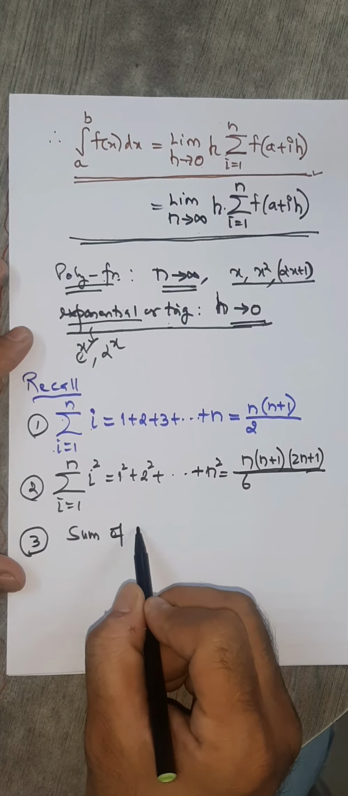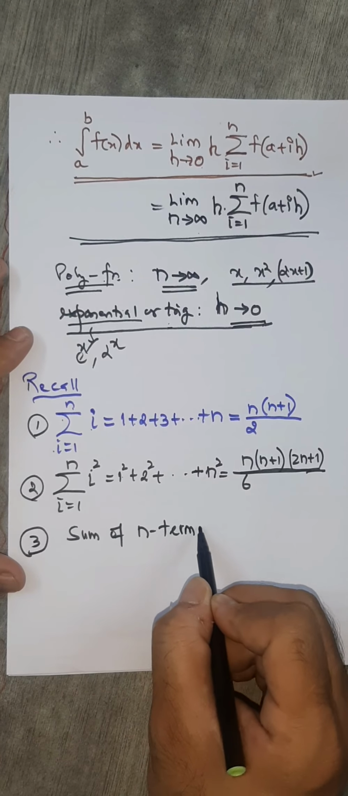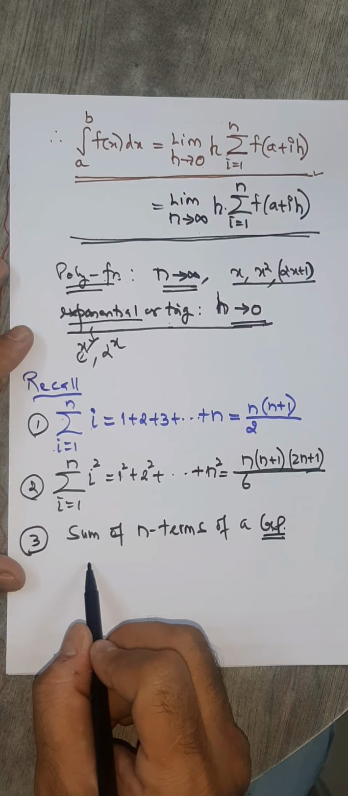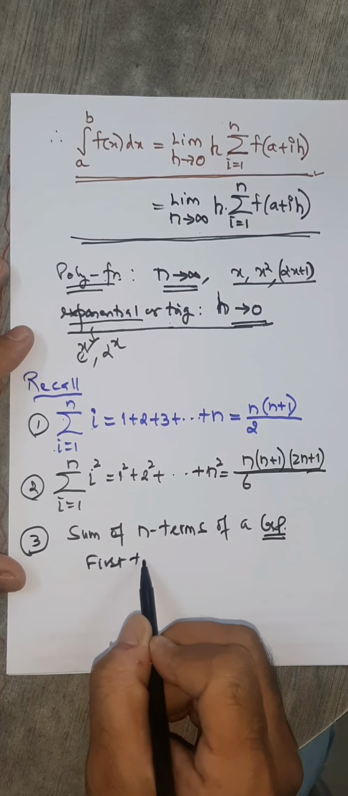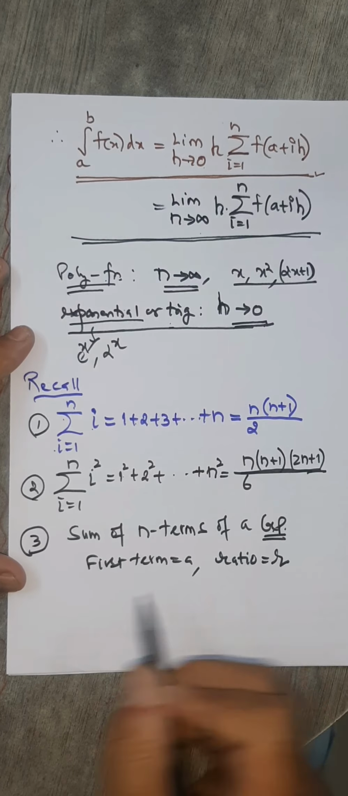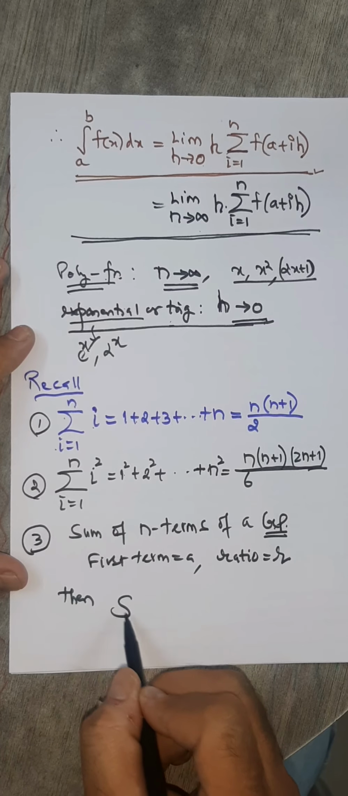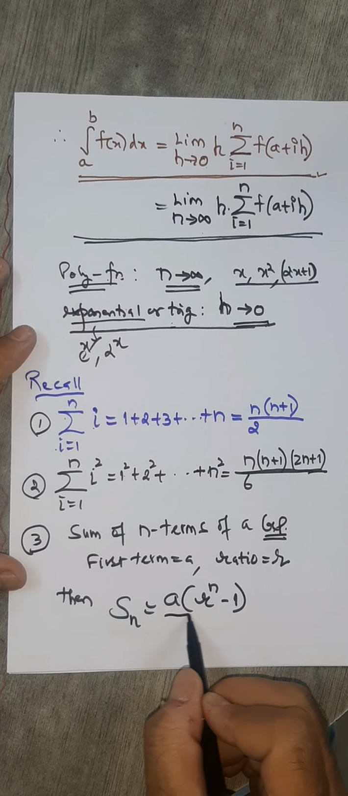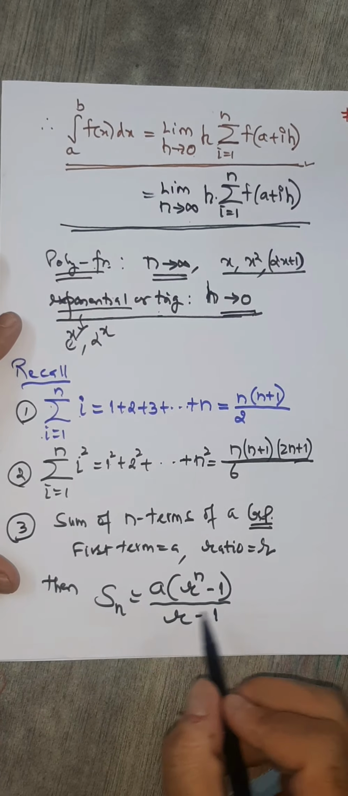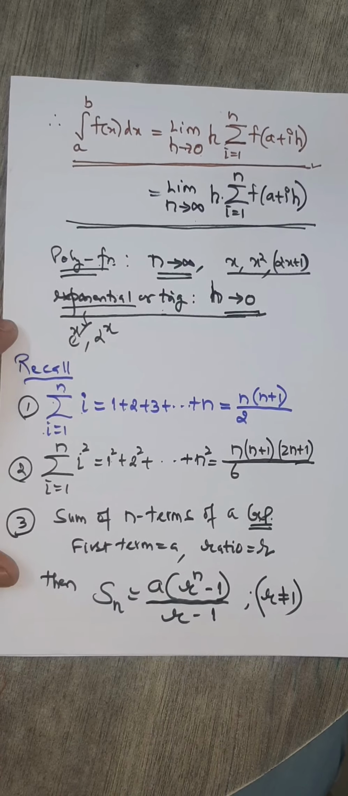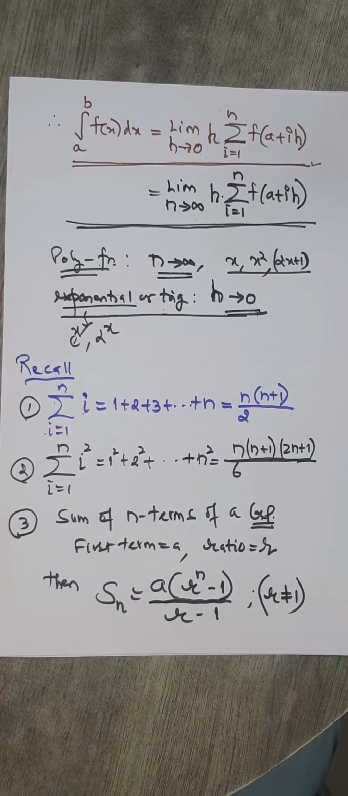The third important one is the sum of n terms of a geometric progression. For n terms of a GP, where the first term is small a and the ratio is small r, Sn is given by the formula a into r raised to n minus 1 upon r minus 1. This is the formula where r is not equal to 1, otherwise the denominator becomes 0. This is also a standard formula for the sum of n terms of a geometric progression.